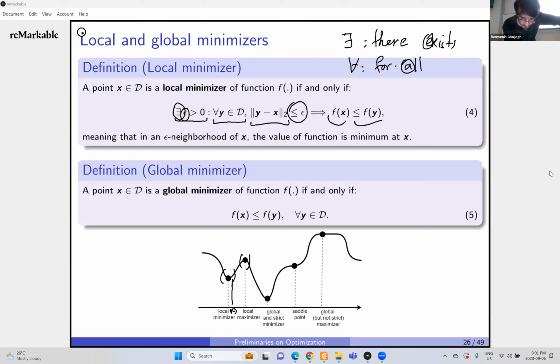And global minimum, or global minimizer, means that for all of the points in the whole domain, not just in a neighborhood, it should be minimum. Here, this is global minimum. This is global maximum. We might have several global maximums here, which are equal to each other. And this is the saddle point.